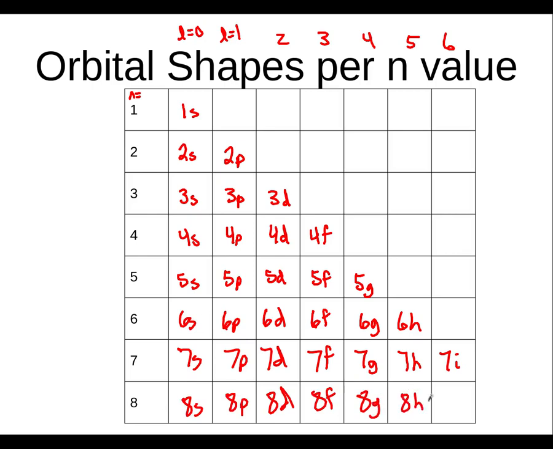Now we're going to see something interesting. We're not going to actually talk about anything with these g's. We're not even going to talk about what they look like. Now we know it has 4 nodes in it because L equals 4, but we're not going to talk about them because nothing in nature uses them. Not even the man-made ones.